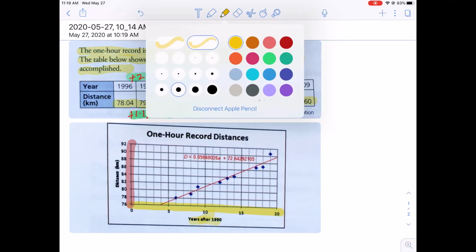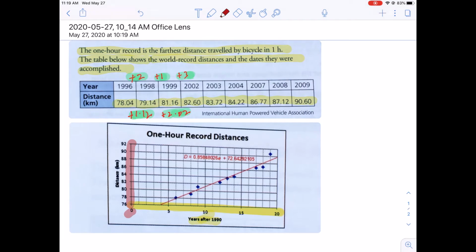Let me change the color to red. So 0 represents 1990. This is 1995, and this is 2000, and this is 2005, and it's 2020. Okay. Now in graphing, the most important thing is the increment has to be the same. So from 0 to 5, then 10, there is a difference of plus 5. It has to be like this.